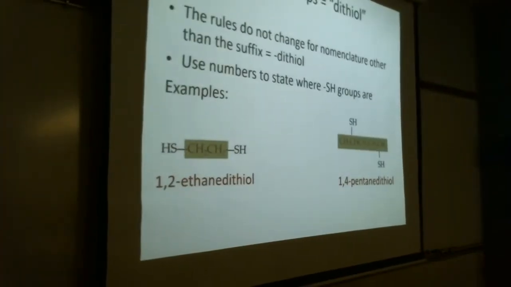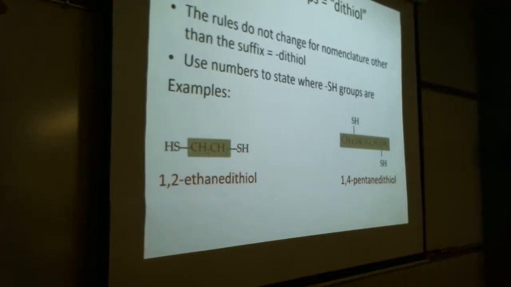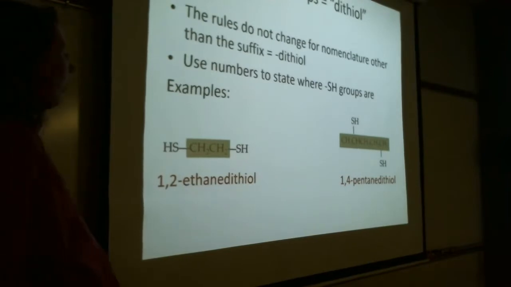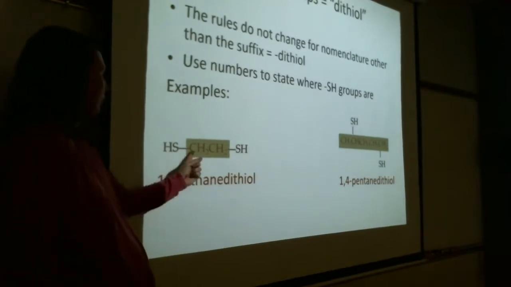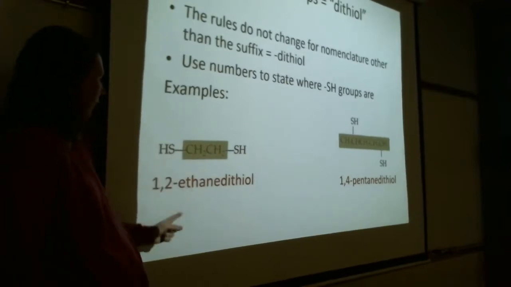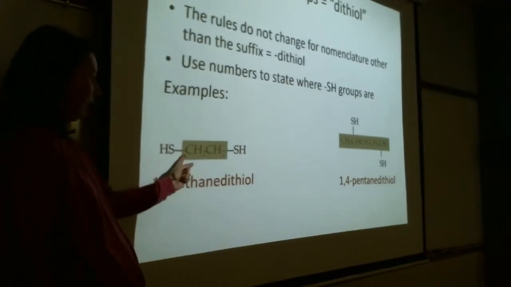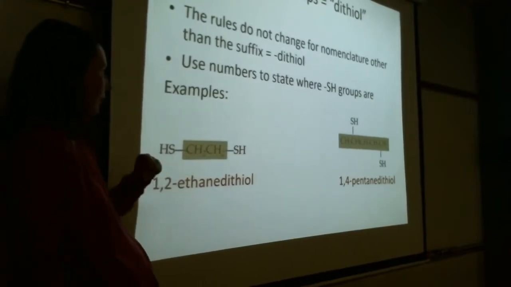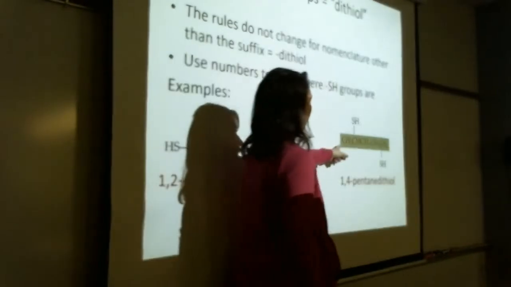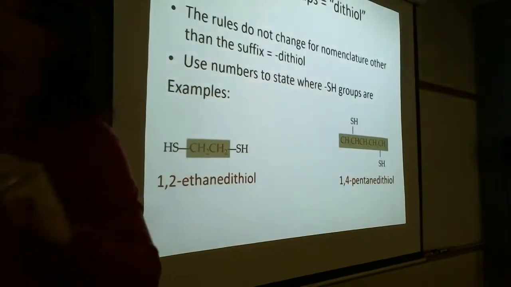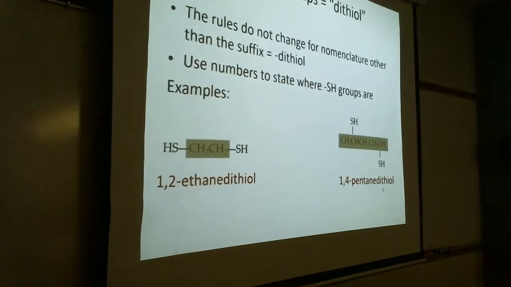Okay, when you've got 2 thiol groups on your molecule, it's called a dithiol, okay? And you would need to state where both thiols are, right? Because you technically could have them both on carbon 1, right? It could be 1,1 ethane dithiol, or it could be 1,2 ethane dithiol, right? So you've got to state where they both are. This one would be 1,4, right? Or it could be 1,2, or it could be 2,2, right? You have to state where they are, and then the suffix just becomes dithiol. Just don't forget to state where they are.